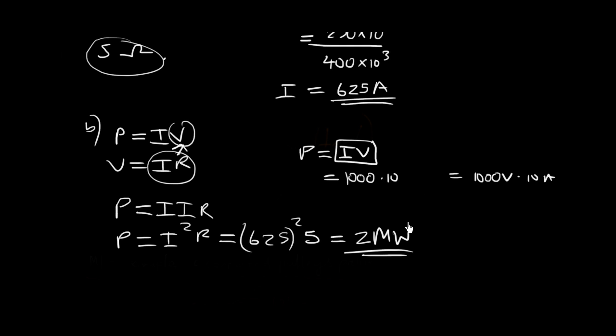So which one is more efficient for transmitting electricity? Well, it's the one with the lowest current. And why? Because P is proportional to I squared, right? Or IV, but V is proportional to I. So this is I squared R, which means that if you increase the current by 2 times as much, the power loss increases by 4 times as much. And if you increase the current by 3, the power loss increases by 9.